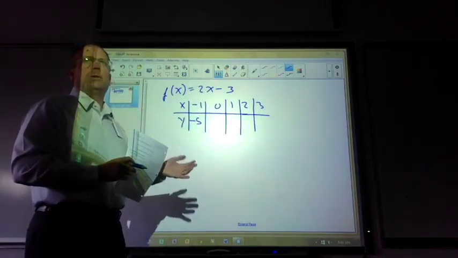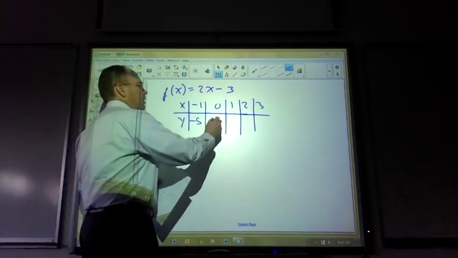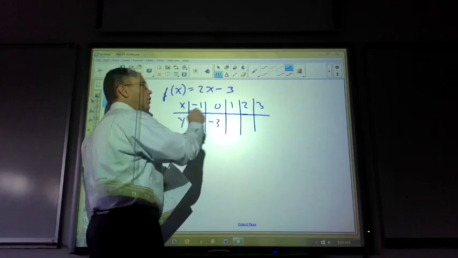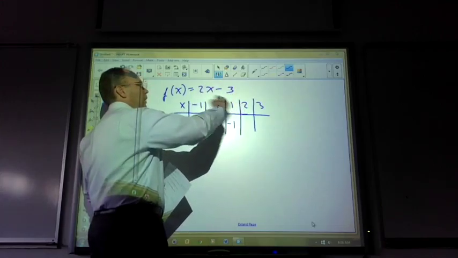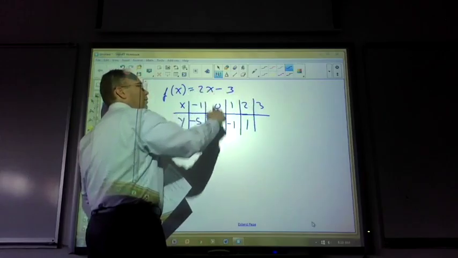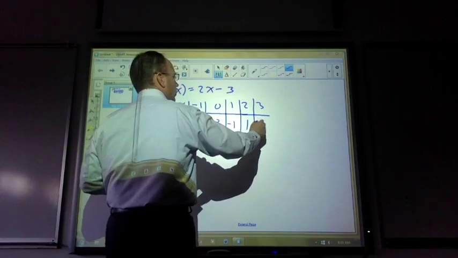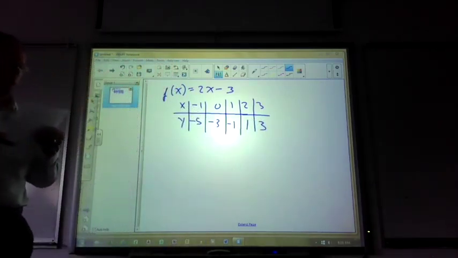If I go too fast on one of these, let me know. Plug 0 in, 2 times 0 is 0, 0 minus 3 is -3. Plug 1 in, 2 times 1 is 2, 2 minus 3 is -1. Plug 2 in, 2 times 2 is 4, 4 minus 3 is 1. Plug 3 in, 2 times 3 is 6, 6 minus 3 is 3. Okay, so we filled out the table.